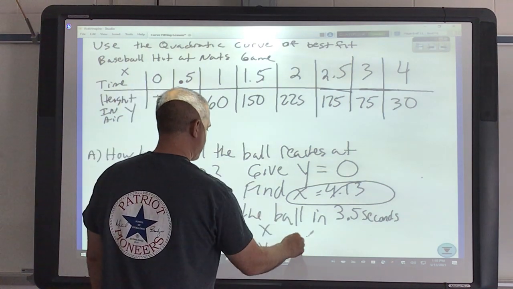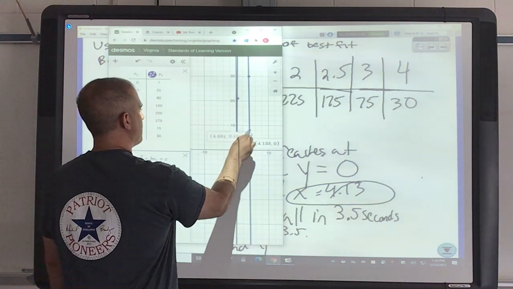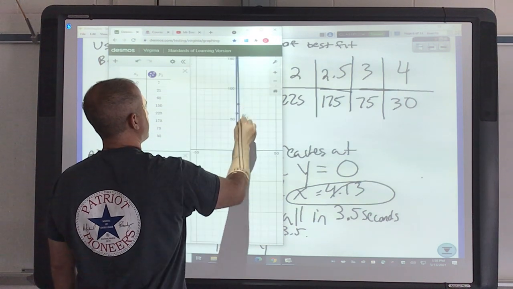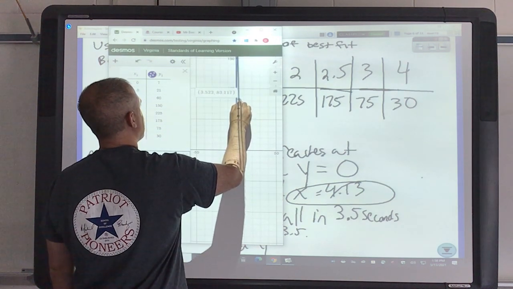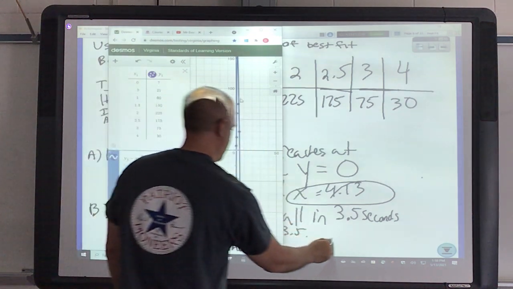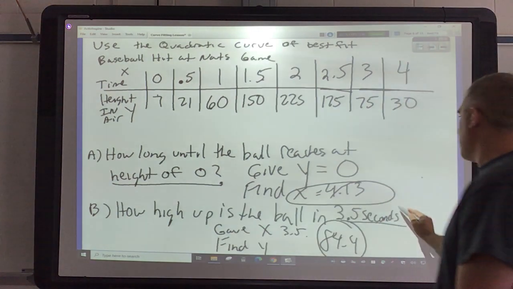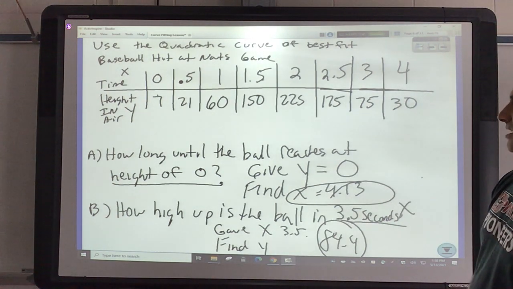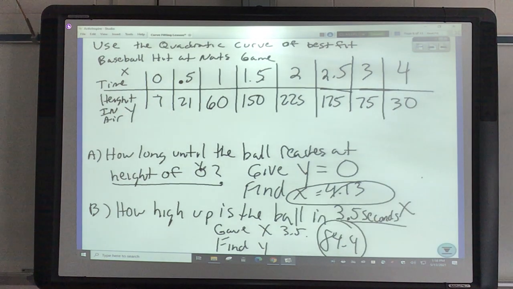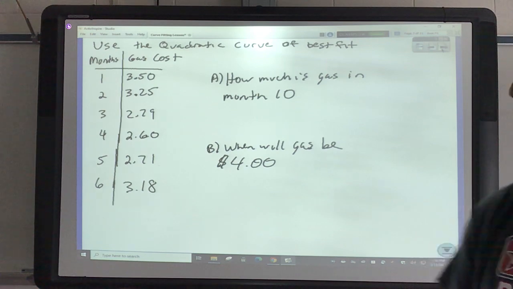Okay, so I got 3.5 for x. So 3.5 for x will be, I'm going to have to zoom out for this. 3.5 for x, the height will be 84.44. So you've got to look at what they gave you. Here they gave me x. Here they gave y. So that's all you have to do is figure that out in order to solve it. No need to write the equation.